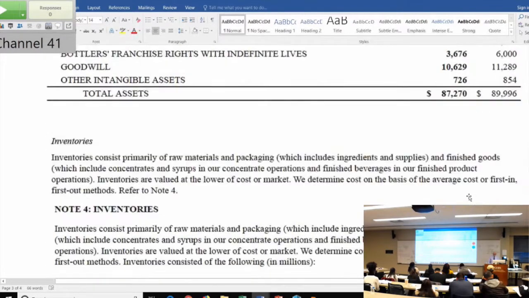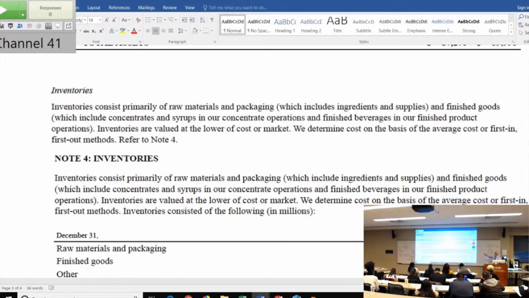In their footnotes, and I'm showing you both, they're identical, and I'm doing this so that you could see that what's in MD&A is pretty similar to what's in the footnote, except without all the details. So the first paragraph is from management's discussion and analysis, and it tells you that inventory consists of raw materials and packaging, including ingredients and supplies and finished goods, including concentrate syrups in our concentrate operations and finished beverages in our finished product operations. Inventories are valued again at the lower of cost or market. We'll see what that means. And it says we determine cost on the average cost or first in, first out methods.